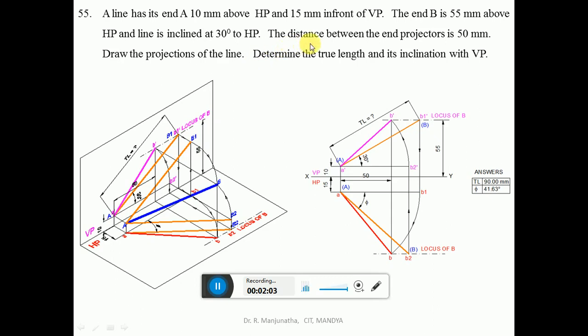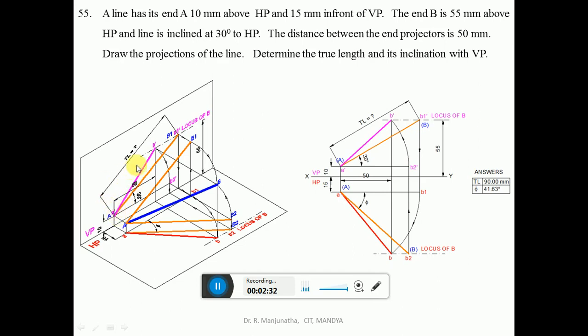And the distance between the end projectors is 50 mm. So since the distance between the end projectors is 50 mm, from the end projector of A in the vertical plane you measure 50 mm and draw a vertical projector so that it cuts the locus of B in the front view, which will be B dash. Then join a dash b dash with a dark line here. So we get this.